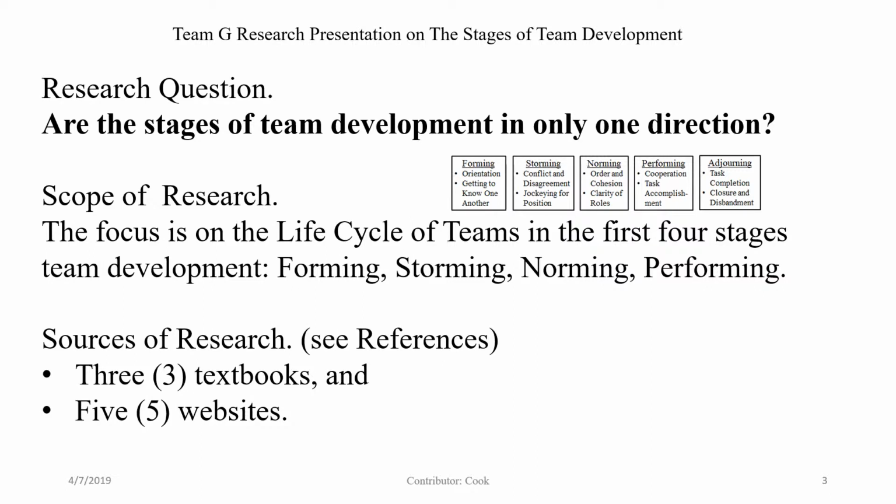The scope of this research is to focus on the life cycle of teams in the first 4 stages of team development: forming, storming, norming, and performing. Sources of the research are 3 textbooks and 5 websites as described at the end of this presentation in the references.